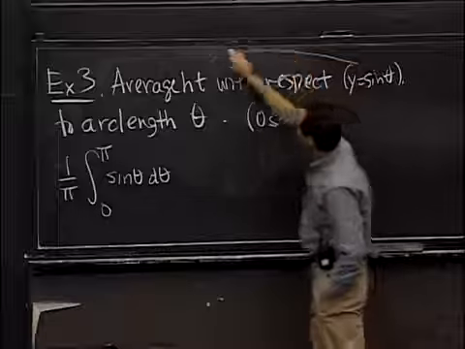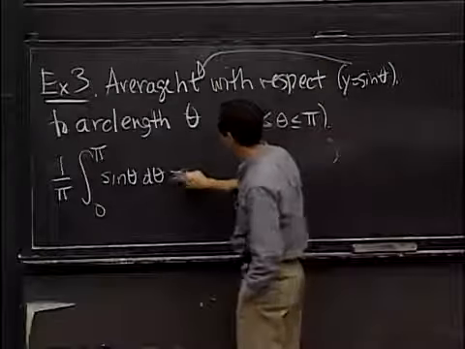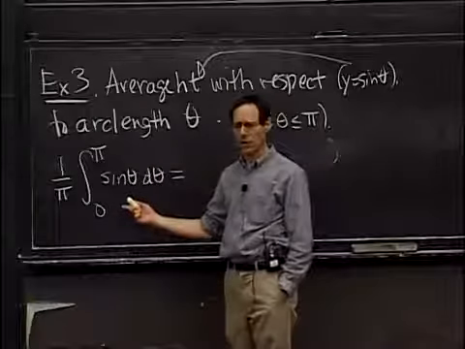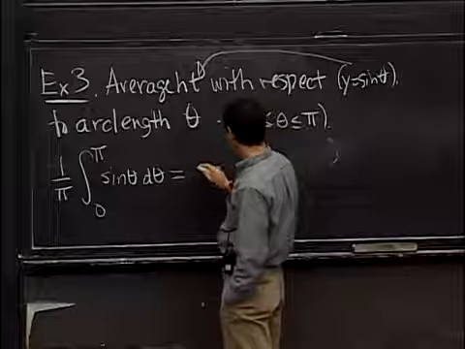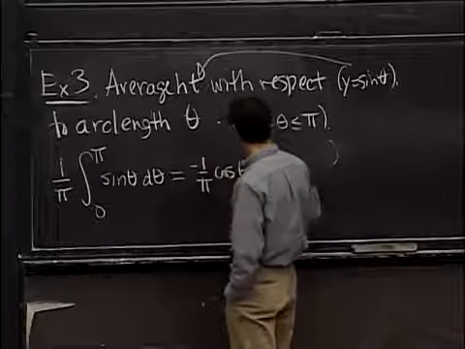So that's the formula for the height. All right, so let's work it out. This one, we have the advantage of being able to work out because we know the antiderivative of sine theta. It happens with this factor of pi, it's negative cosine theta.